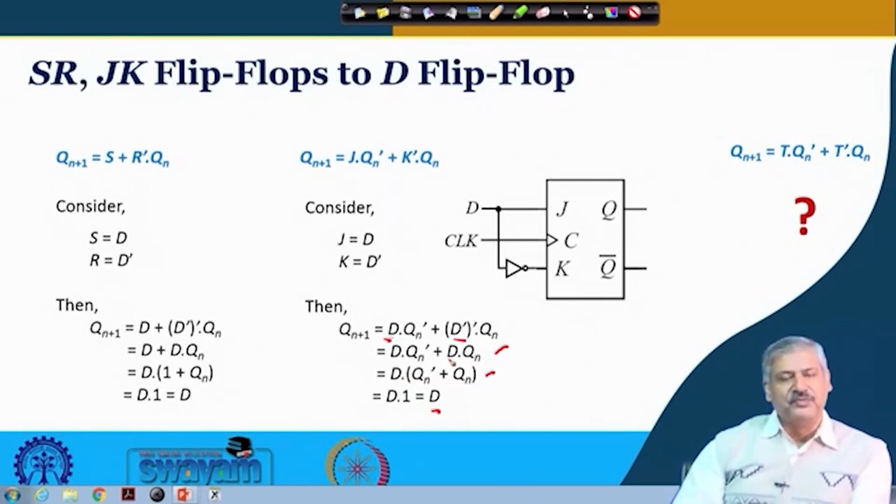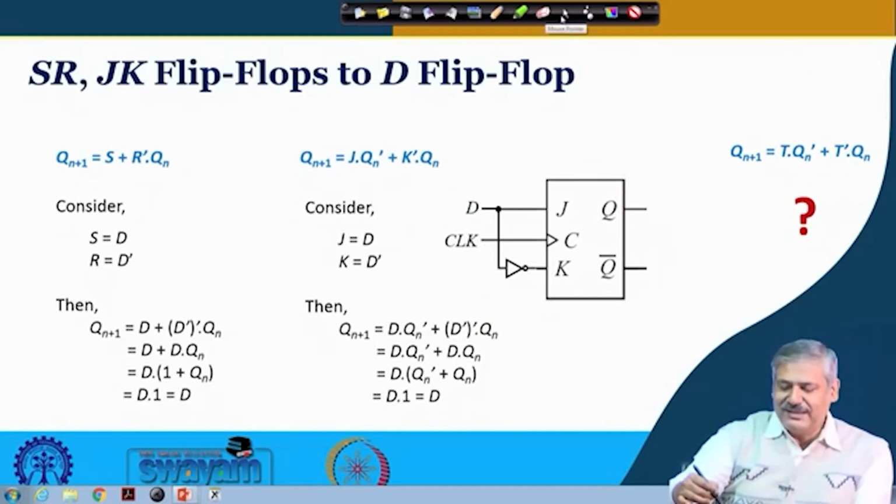So, you can get the D flip flop just by connecting an inverter between J and K and taking the J output as the D output. So, the entire block over here behaves like a D flip flop.